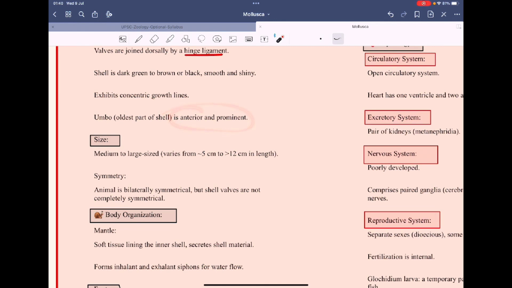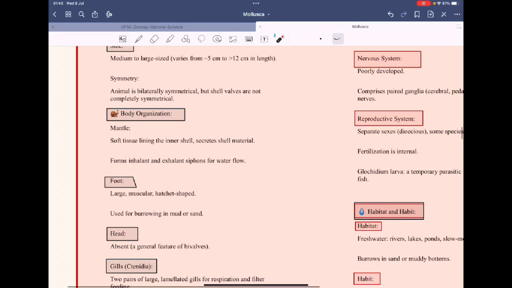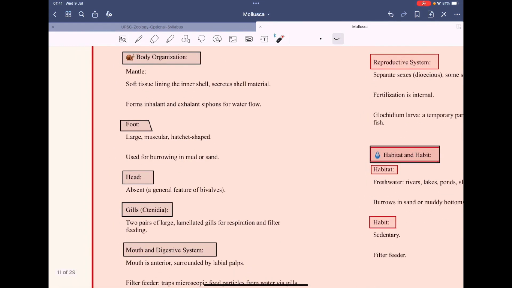Its size varies from 5 centimeters to 12 centimeters in length. The animal is bilaterally symmetrical, but the shell valves are not completely symmetrical. Body organization: there is a mantle. Inside the shell there is soft tissue lining, and the mantle secretes the shell material. It has inhalent and exhalent siphons for water flow. The foot is large, muscular, and hatchet shaped.